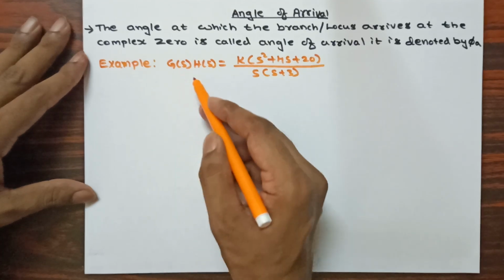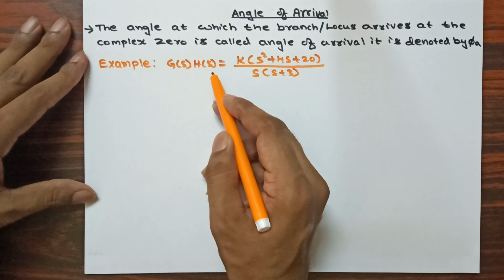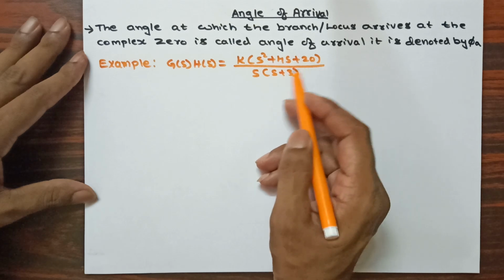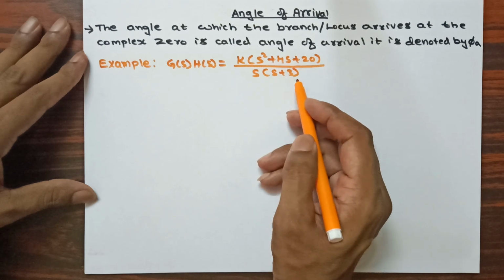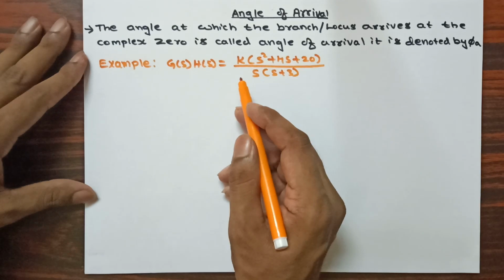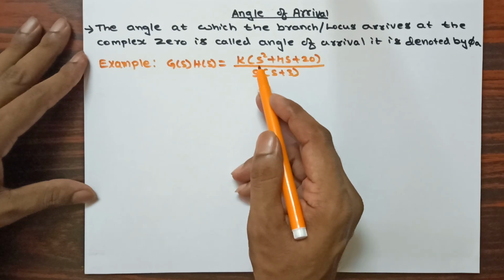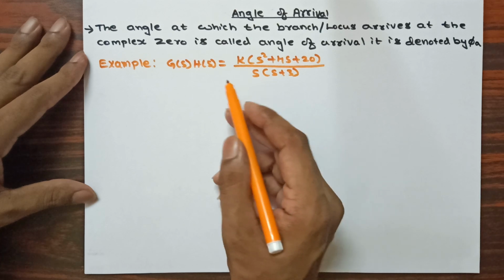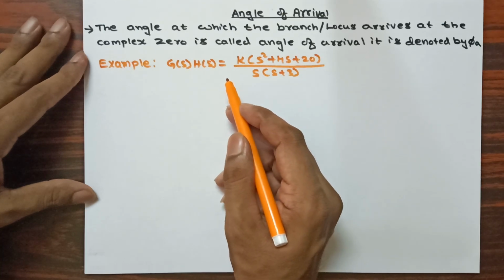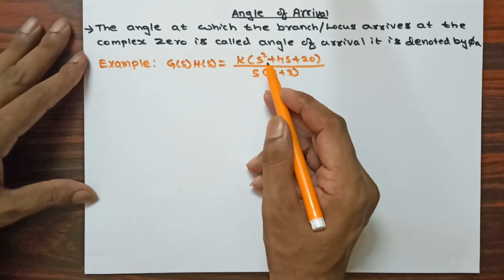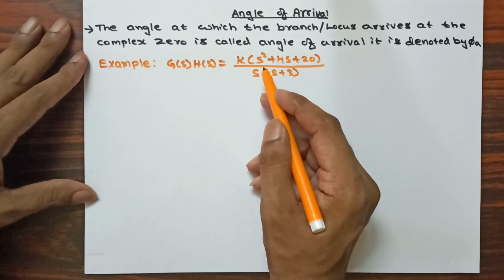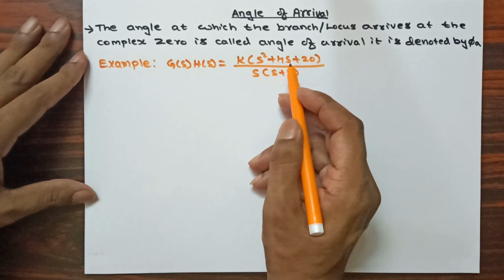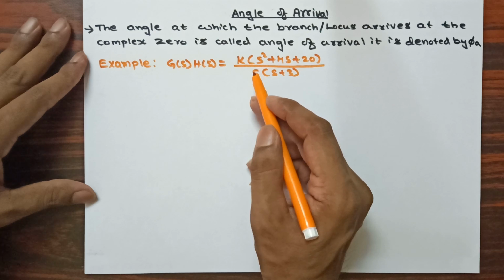Here I have considered the open loop transfer function G(s)H(s) equal to K times (s squared plus 4s plus 20) divided by s times (s plus 3). In this open loop transfer function, we know that the numerator s terms are considered as zeros and the denominator s terms are considered as poles. Remember, the angle of arrival is calculated when complex zeros are given in the problem. In this problem, from this quadratic equation, I am getting complex zeros. Therefore, I am going to calculate the angle of arrival.